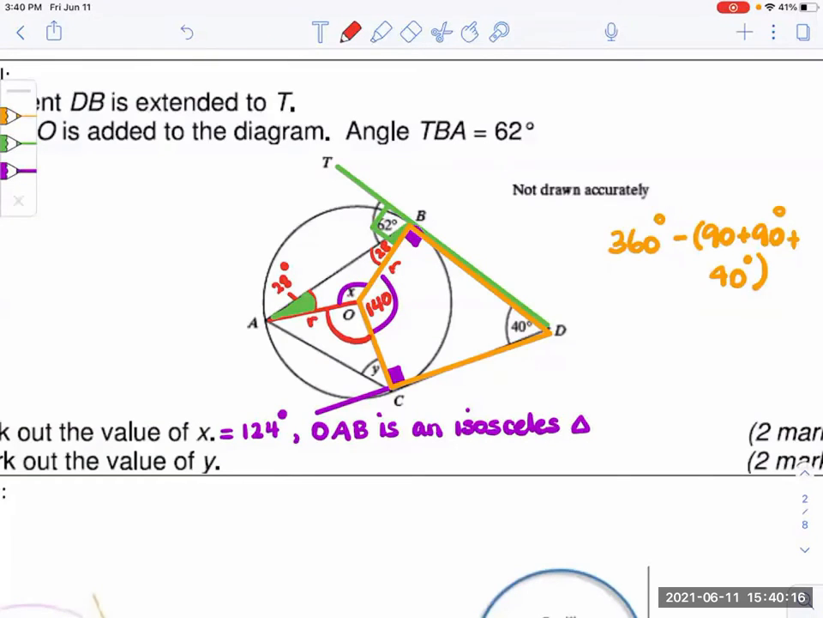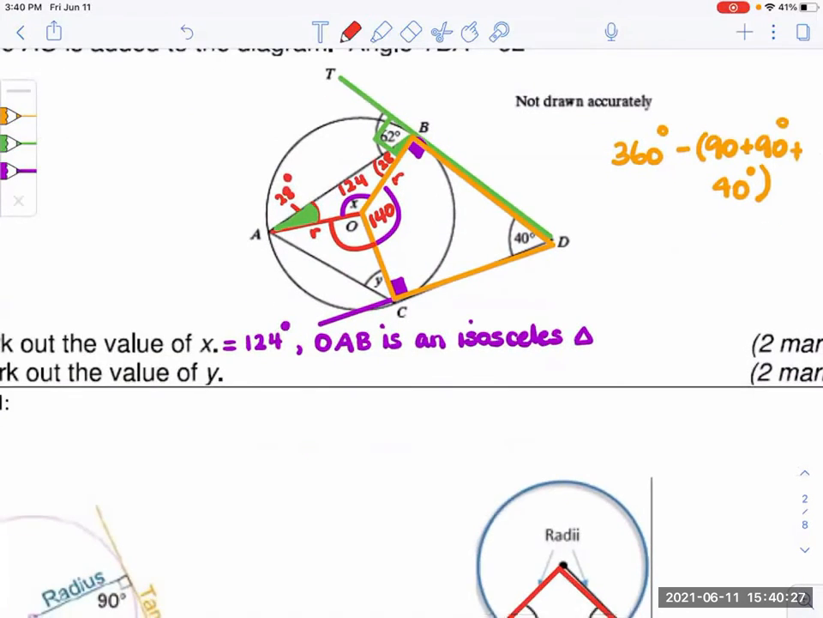So what is the measure of angle at O if here is 124? Work it out. 360 minus 124 minus 140. 96 degrees, miss. Did anybody else get 96? Yes, miss. Right. So if this is 96, this angle must be equal to this angle because this is a radius too, not so? Yes, miss.